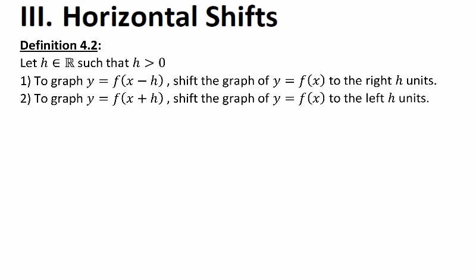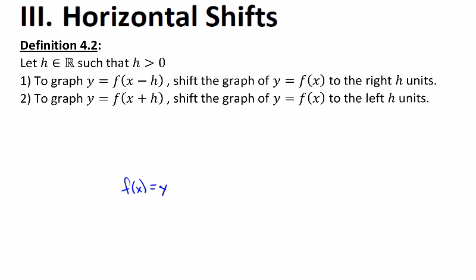Now remember, f of x represents the y value. So when I add or subtract something to f of x, I'm adding or subtracting to the y value, which is why things moved up and down. In this definition, we're going to see just the opposite.